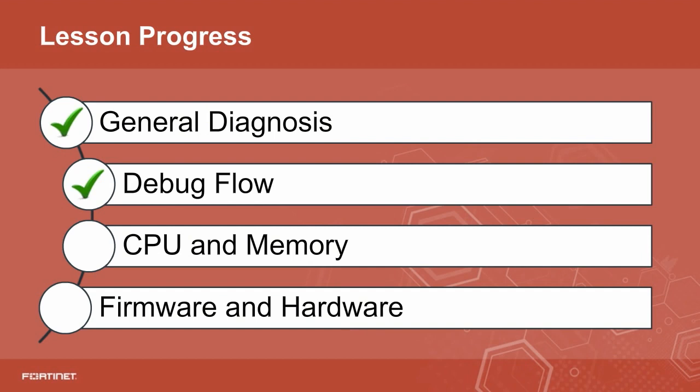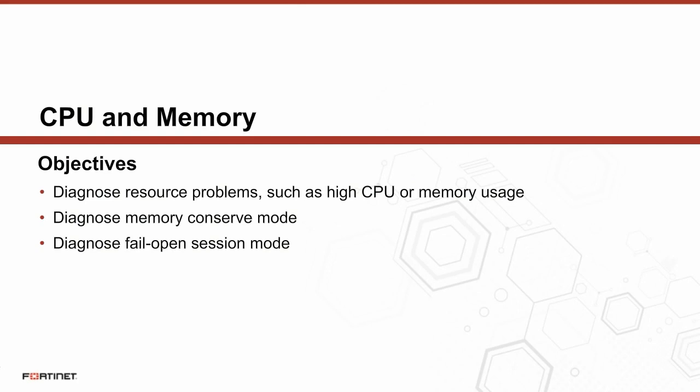Good job! You now understand debug flow. Next, you'll learn about FortiGate CPU and memory diagnosis. After completing this section, you should be able to diagnose resource problems, such as high CPU or memory usage. Diagnose memory conserve mode. Diagnose fail open session mode. By demonstrating competence in these topics, you will be able to diagnose the most common CPU and memory problems.